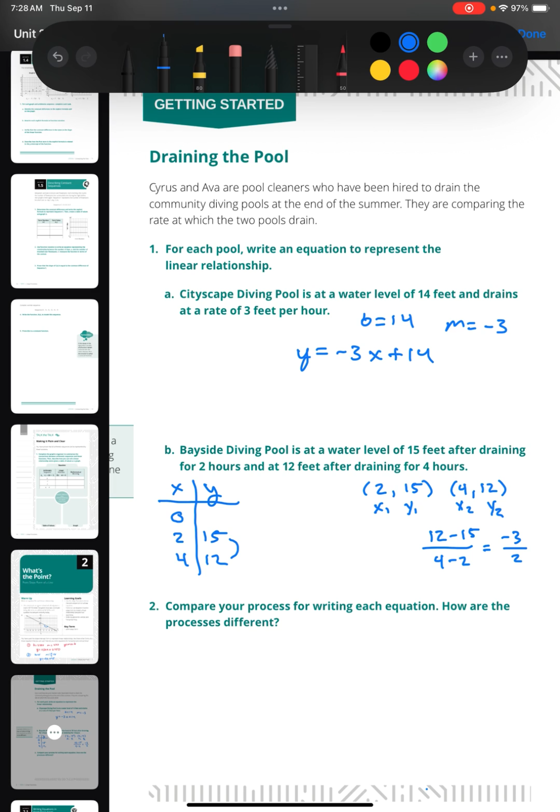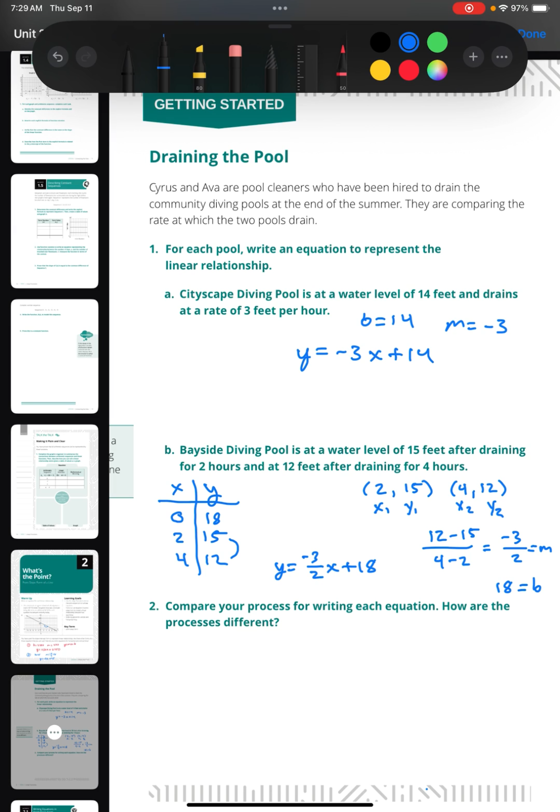Our y column is going down by 3, and it's counting by 2's on the x side. So if we count back by 2's to get to 0, we should go up by 3. So we've got a starting value of 18. So we have our slope now, and we have our y-intercept of 18. So we can write an equation of y equals negative 3 over 2x plus 18.